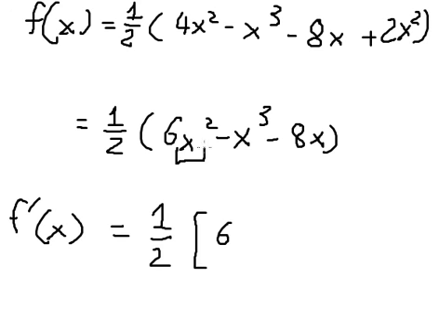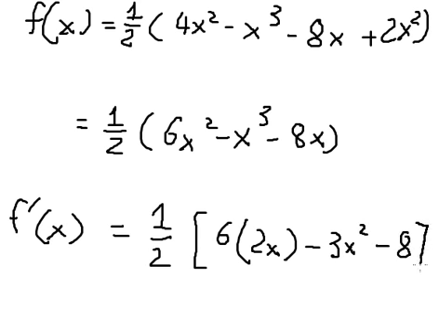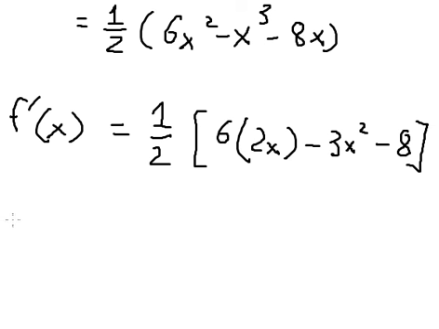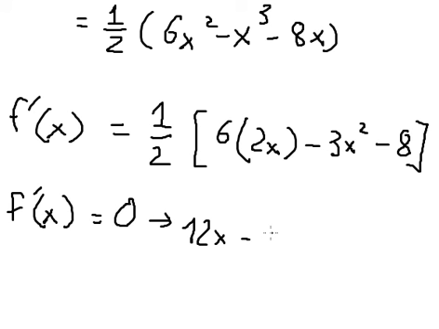So first, the derivative of x squared is 2x. The derivative of x to the power of 3 is negative 3x squared. This one we have 1. And now we need to set the first derivative of the function equal to 0. So we put this equal to 0. So we have 12x minus 3x squared minus 8 equals 0.